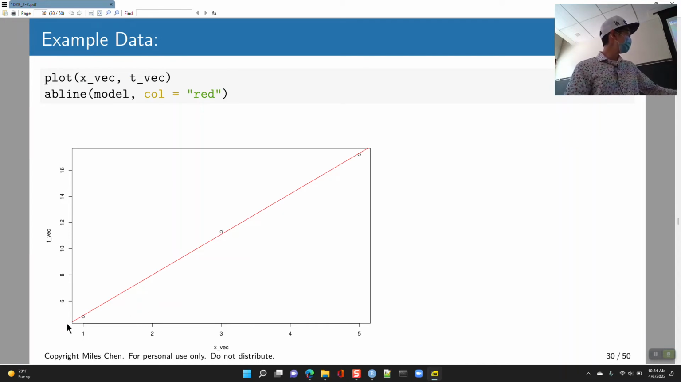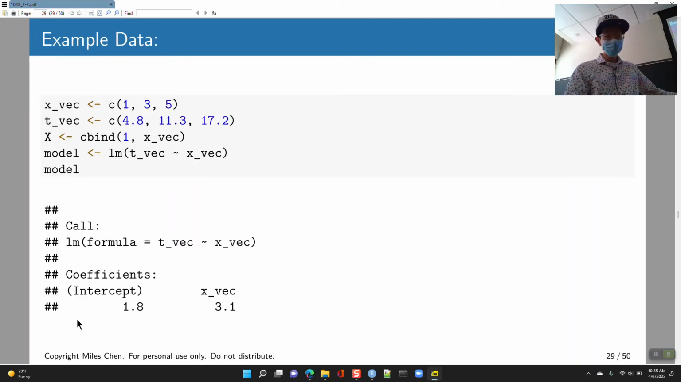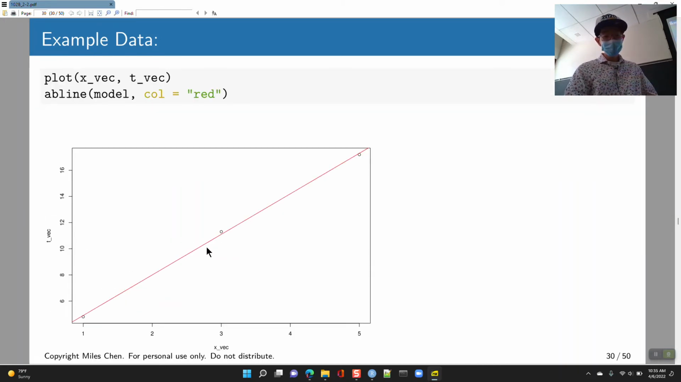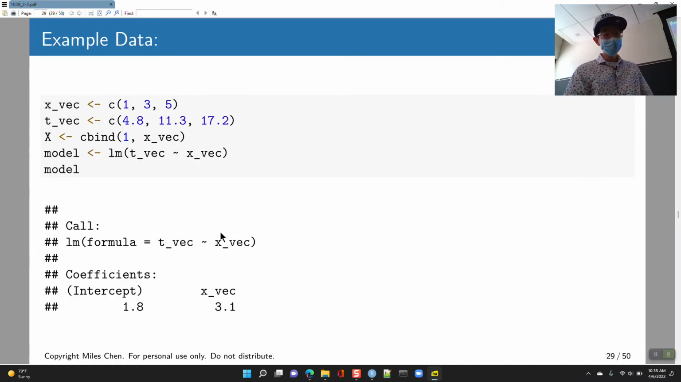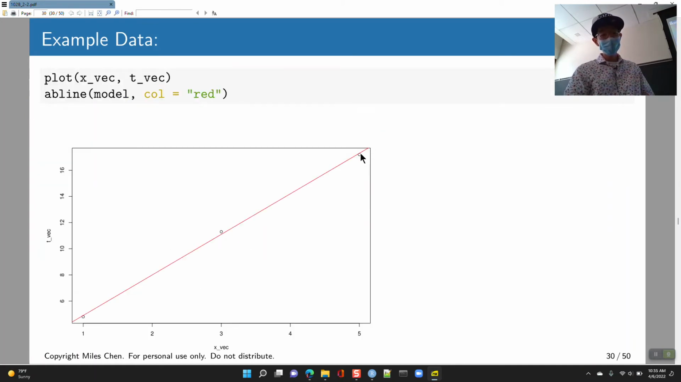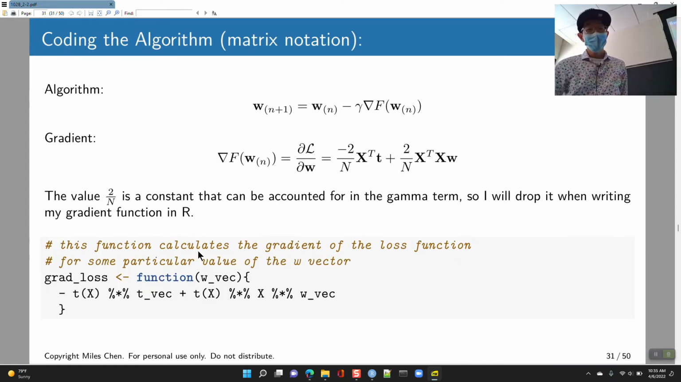This is the plot of our data. I've got 1, 4.8; 3, 11.3; and 5, 17.2. And here is the fitted line. So this is a very simple data set, 3 points, and our fitted line looks like this. This has an intercept of 1.8 and a slope of 3.1.